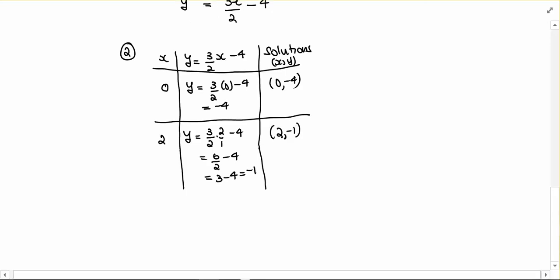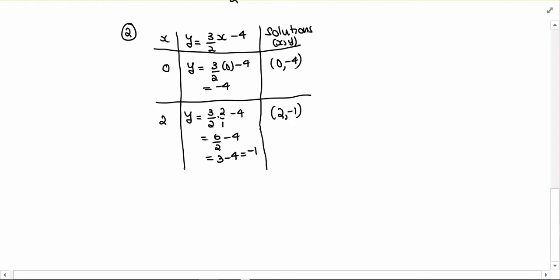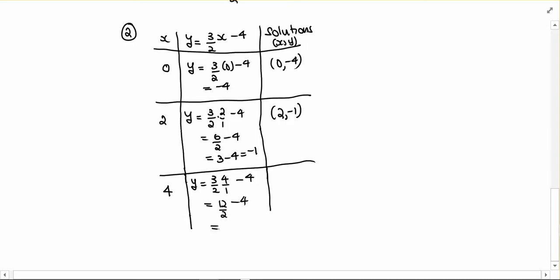Do you see how I'm picking numbers? I'm picking numbers that make that fraction part simplify easily. Now I get to choose these numbers for x, so I can do that. So I can choose 4 as my next number. So y is equal to 3 over 2, 4 over 1, x minus 4. So that's 12 over 2 minus 4. That's 6 minus 4, which is 2. So my solution is 4, 2.